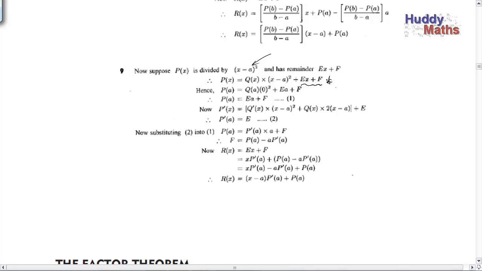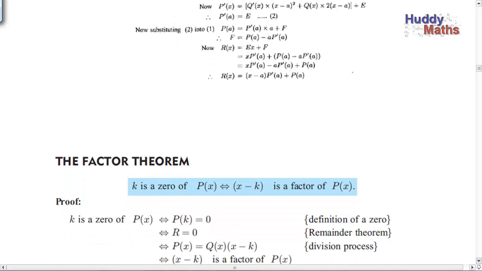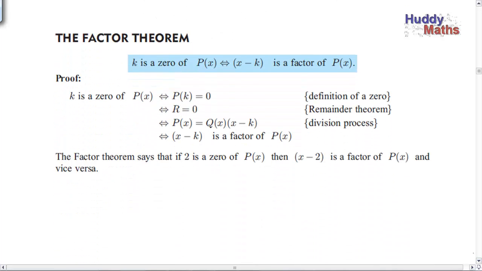All right, are you enjoying yourself? It's moving quite quickly, isn't it? Let's go to the factor theorem. This is really just a consequence of the remainder theorem. So it's saying k is a zero of the polynomial implies x take k is a factor, and vice versa.